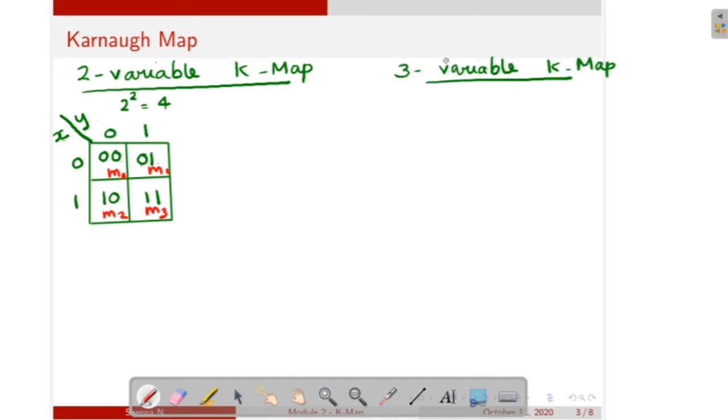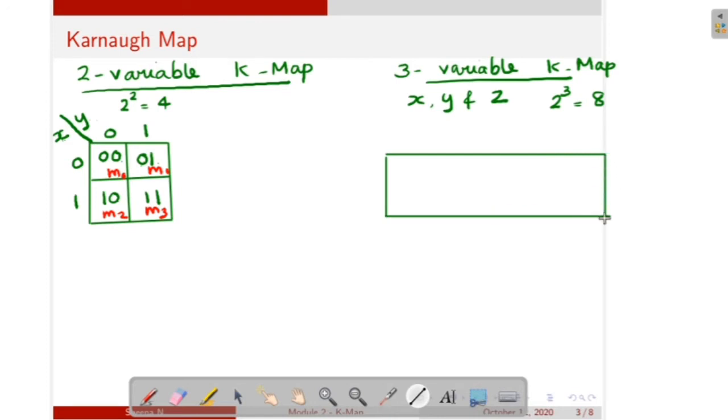Okay, next is the 3 variable K-map. Suppose x, y, and z are the input variables. Okay, so here there are 3 input variables. So 2 raised to 3 is equal to 8 different input combinations. That means 8 min terms are there. So we can draw the K-map like this. It should contain 8 squares representing the 8 different min terms.